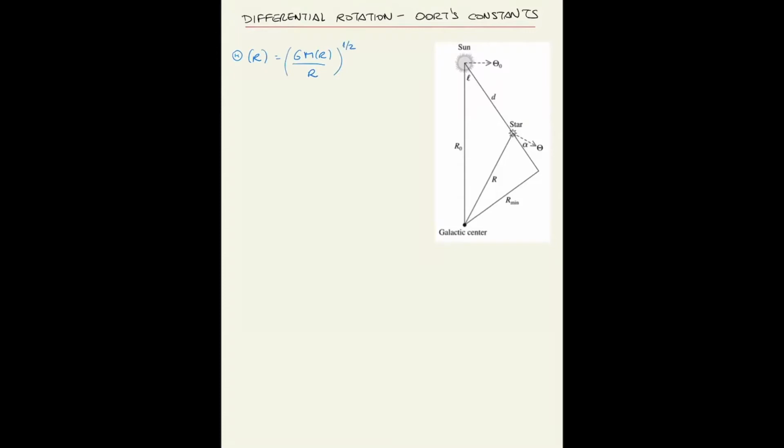It's the square root of GM over r, where M(r) is the mass inside the orbit of the star. Now the orbital speed, capital Theta, can be converted to an angular velocity. Remember, capital Theta is the linear velocity. So let's define omega as the angular velocity, little omega. Omega of r is capital Theta of r over r. Little omega is simply capital Theta over r, and both omega and capital Theta are functions of the radius.